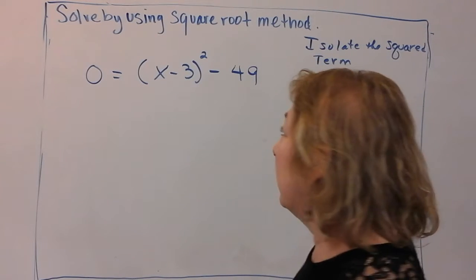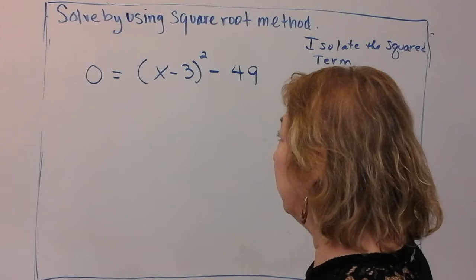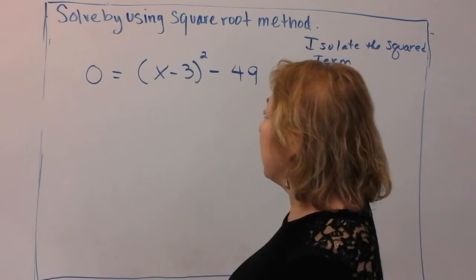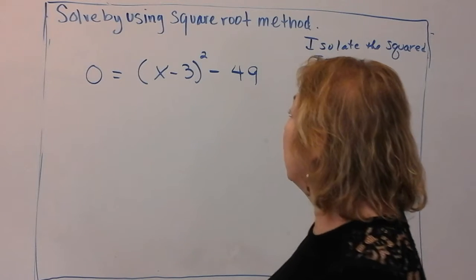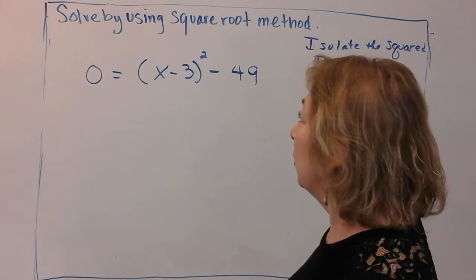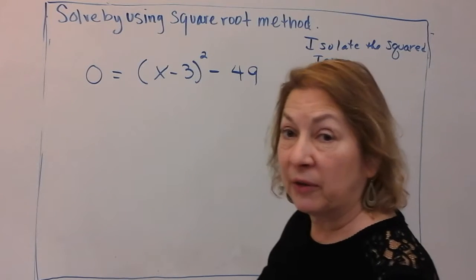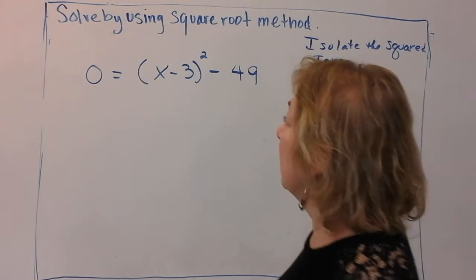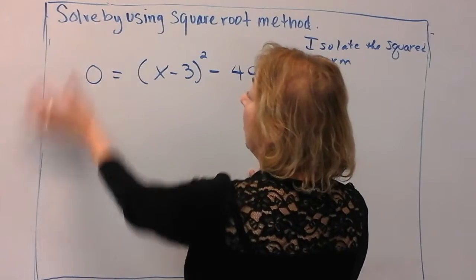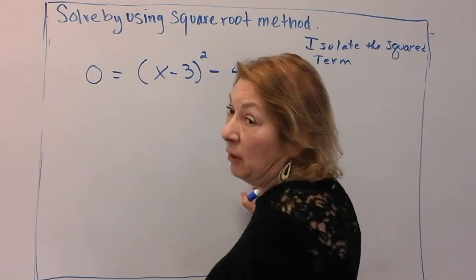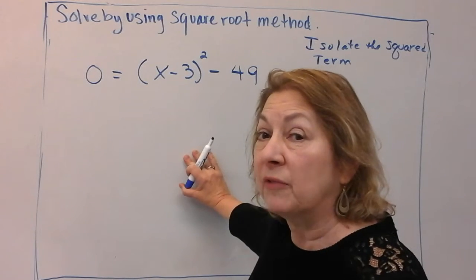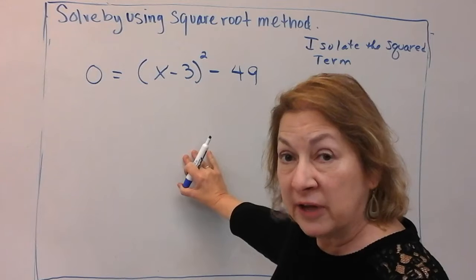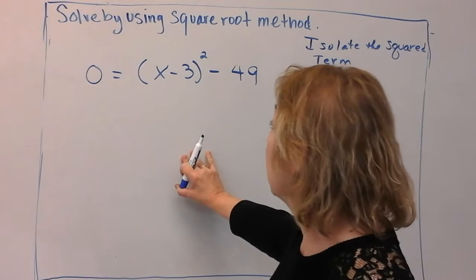So for my last example, I have 0 equals (x minus 3) squared minus 49. And we're going to solve by using the square root method again. I just want to point out that later, in the next couple of days, if this was f of x or y equals, this would be in our vertex form. So you might want to pay close attention to this. We might use this later on.